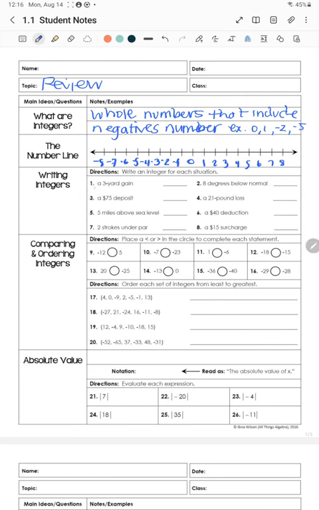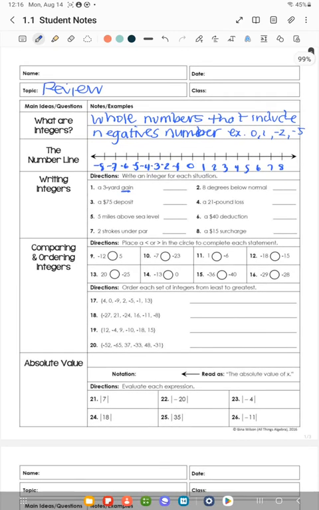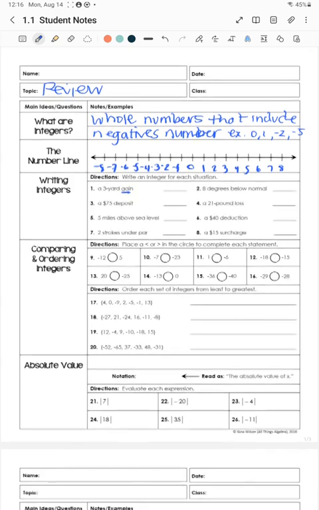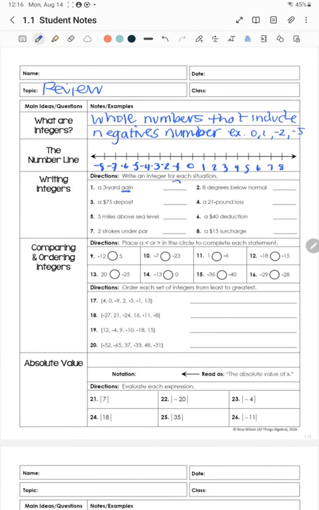Number 1 says a 30-yard gain. Keyword there would be gain. And gain means increase or have more of. So the integer in this situation would be 3, and it's a positive 3 because it's a gain. Number 2 is 8 degrees below normal. If it's below, that's an indicator that 8 is the whole number, but the integer would be -8. Number 3, a $75 deposit.